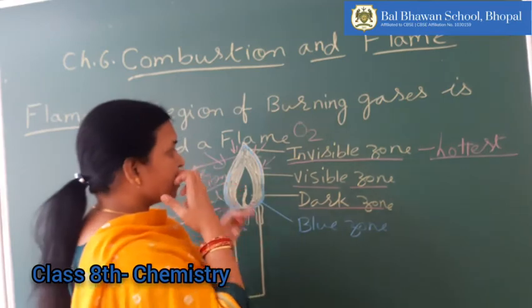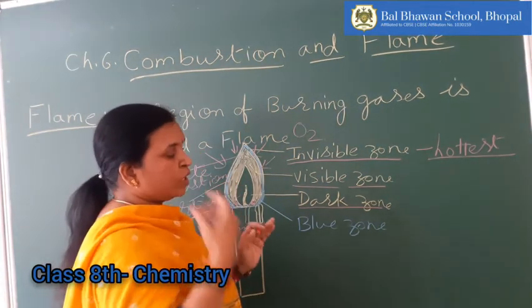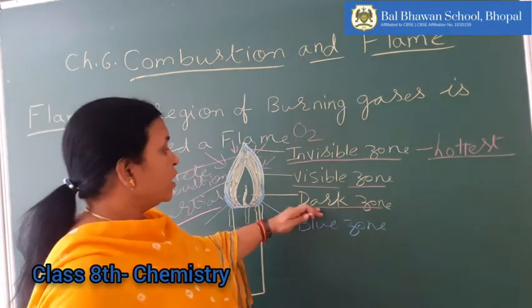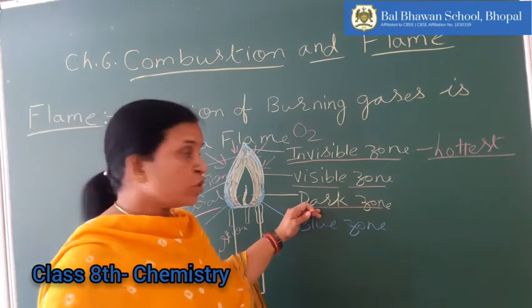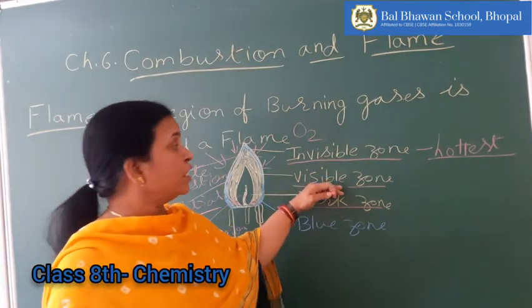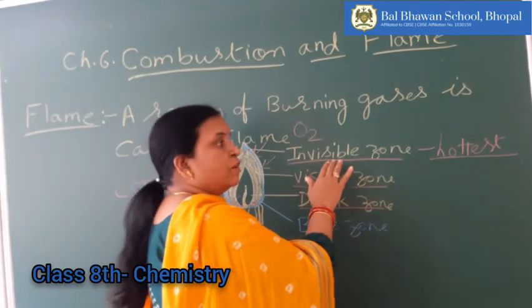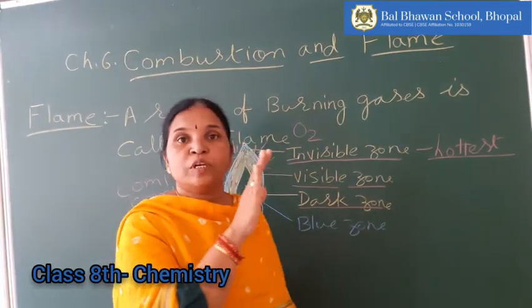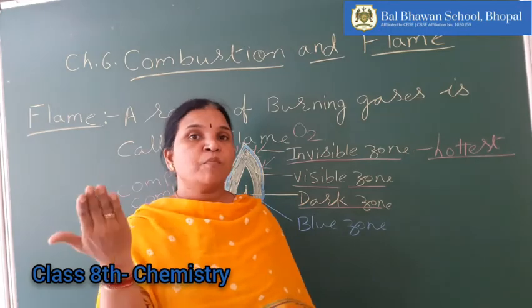From all these activities, now it is proved that in the dark zone there will be no combustion, and in the yellow zone there will be partial combustion, and in the invisible zone or non-luminous zone there will be complete combustion.